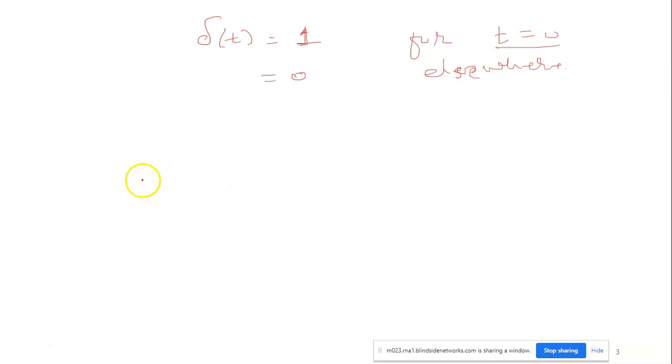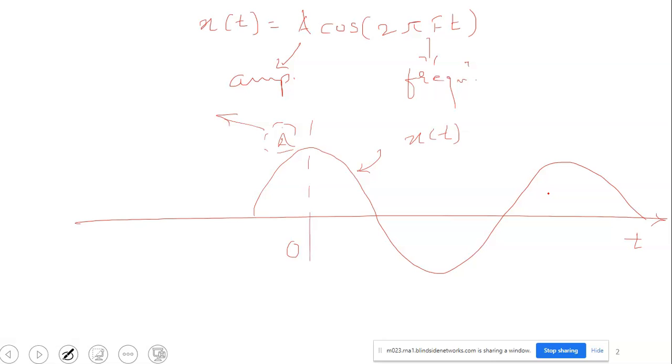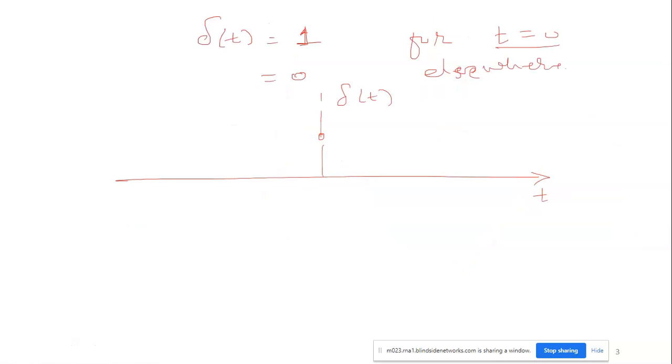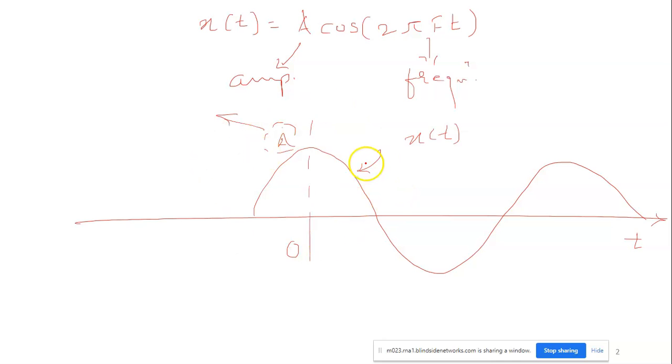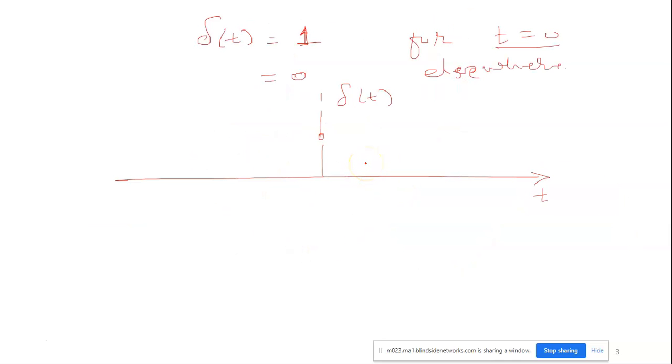So how will it look? This is 0 and this will be the amplitude. So this is delta(t) and this is time. We are going to shift this delta(t) and multiply it with this x(t). We are going to get points which will be treated as samples.